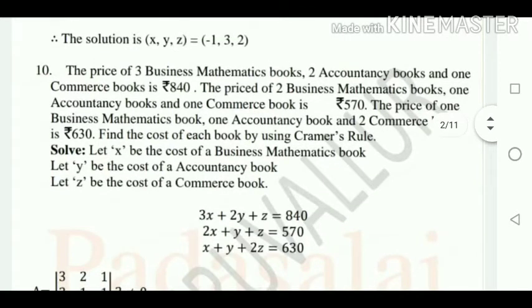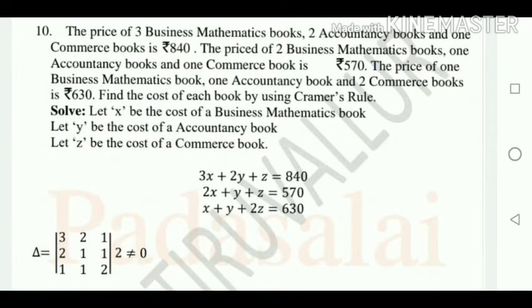Now we are going to see the next sum, which is given as a word problem. Okay, so first you convert this word problem into equation form. After that you convert the equation into matrix form. So these 3 steps you have to follow in order to solve this problem. The price of 3 mathematics books, 2 accountancy books and 1 commerce book is 840.